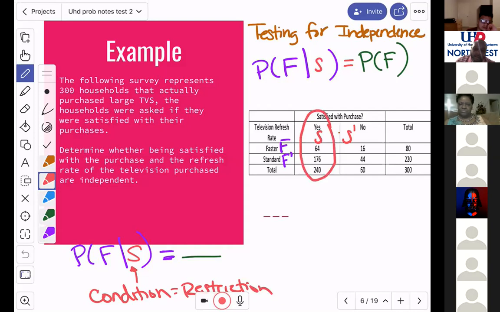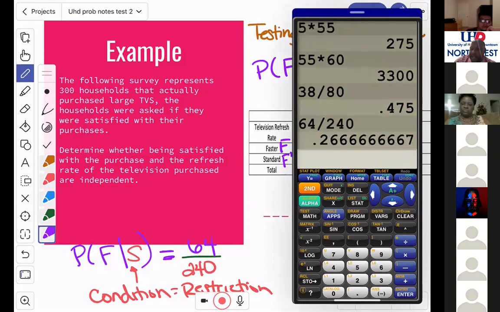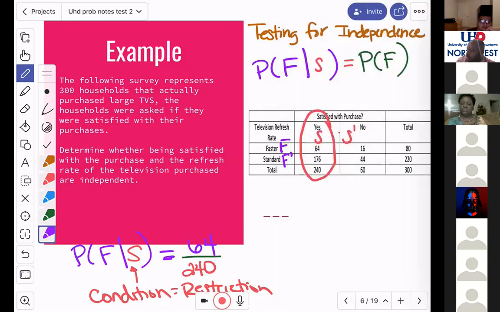How many people is that? 240. I'm interested in those 240 people. Those represent the satisfied people. Everybody got that? And out of those satisfied people, what people am I interested in after that? 64. The 64 that had a faster rate and were satisfied. So we calculate that, we get 64 divided by 240. That is 0.267.